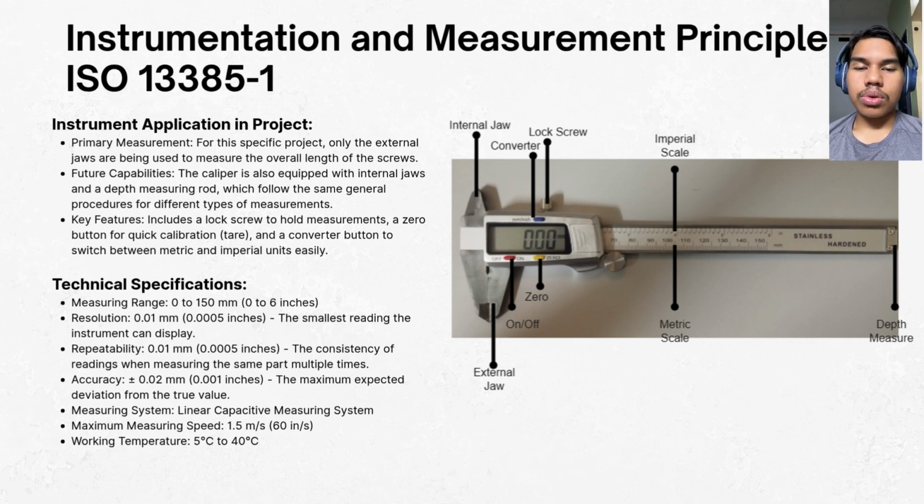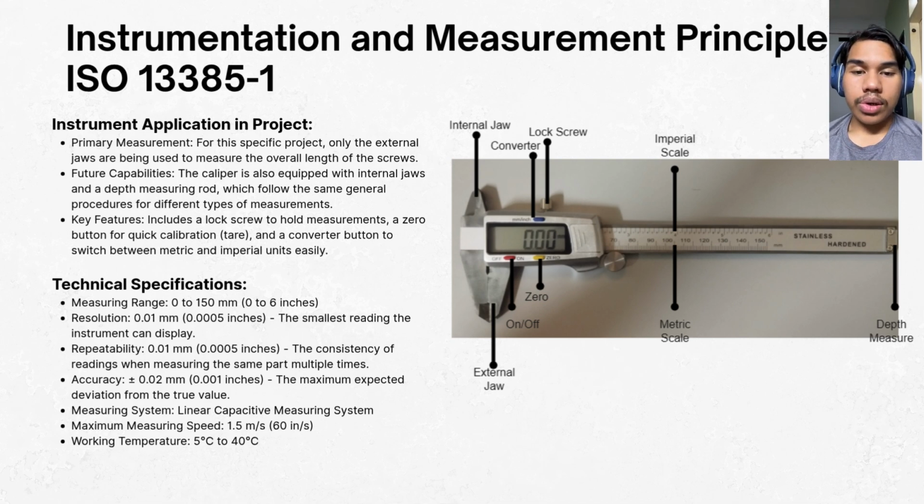For the tool that we're using, the vernier caliper, the technical specification: we have the measuring range from 0 to 150 millimeters or 0 to 6 inches. The resolution, basically the smallest reading that it can capture, is 0.01 millimeter or 0.00045 inches for imperial unit. And the repeatability, basically the consistency of reading when measuring the same part multiple times, is also the same.